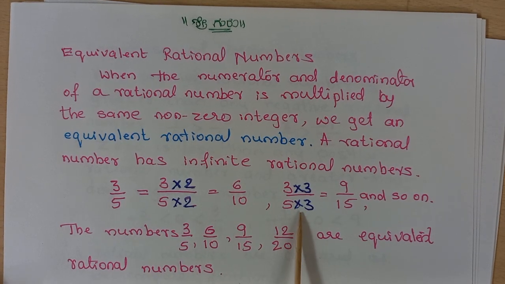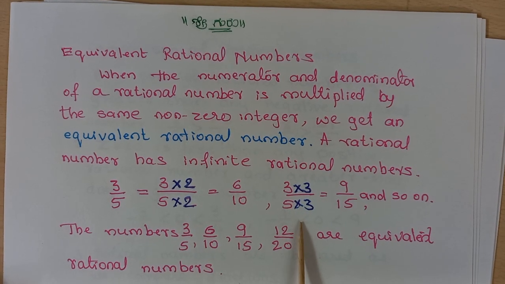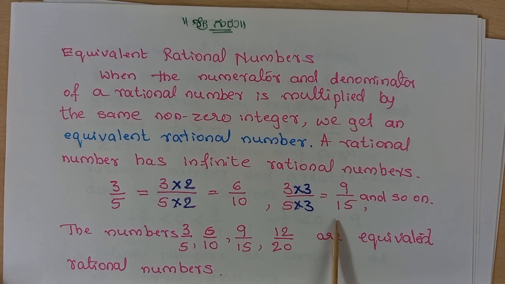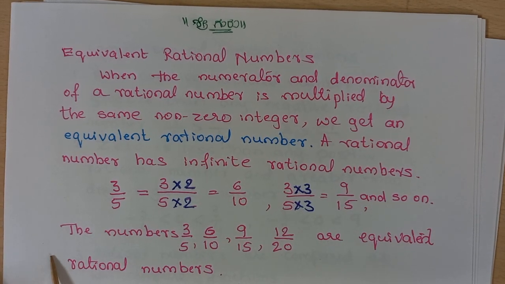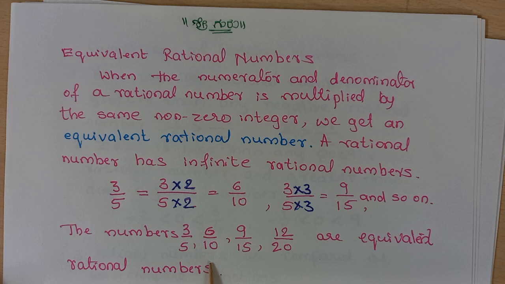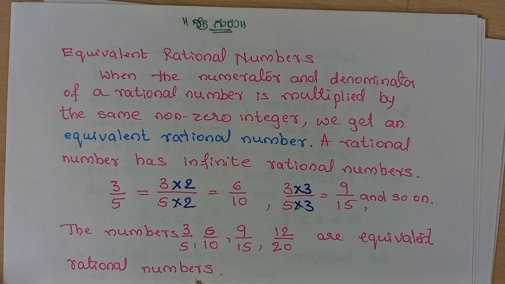And if you multiply 3 by 5, numerator by 3 and denominator by 3, then we get 9 upon 15 as its equivalent rational number, and so on. The numbers 3 by 5, 6 by 10, 9 by 15, 12 by 20 are equivalent rational numbers.